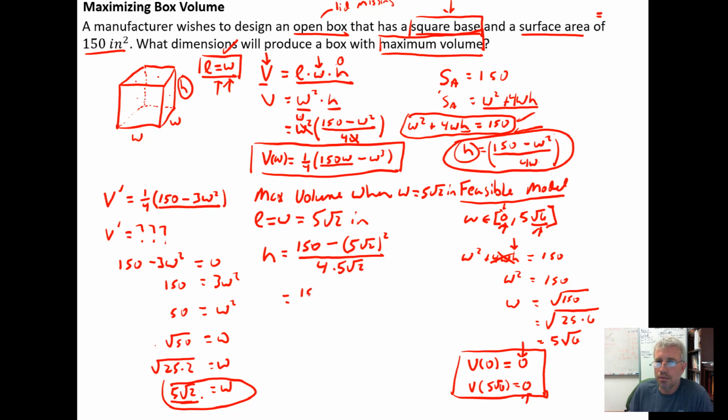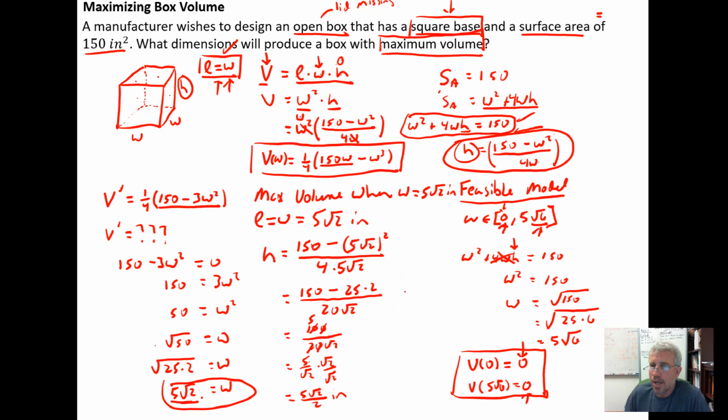So we get 150 minus 5 squared is 25 times the square root of 2 squared is 2, all over 4 times 5, which is 20 square root of 2 in the denominator. This is 150 minus 50. So we get 100 over 20 square root of 2. Those zeros will cancel. 2 will go into 10 5 times. So we get 5 over the square root of 2 inches. And if you prefer to, you could always rationalize that denominator, but there's no requirement to do that. So I'm going to get 5 times the square root of 2 over 2 inches for the height.